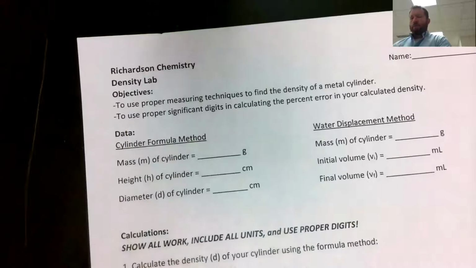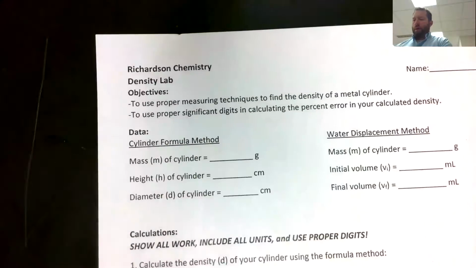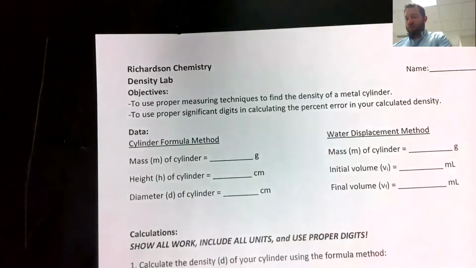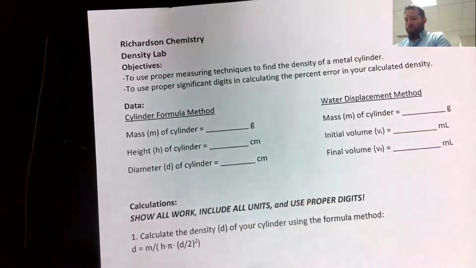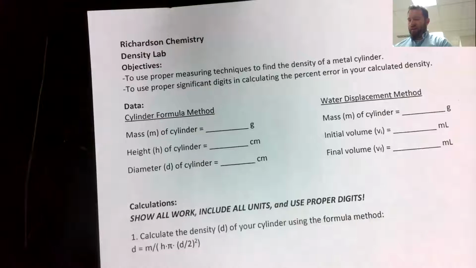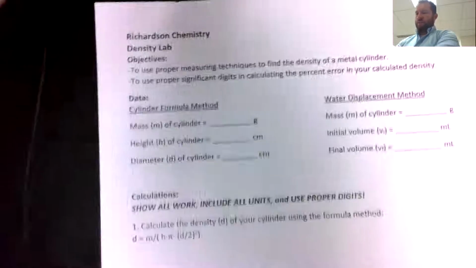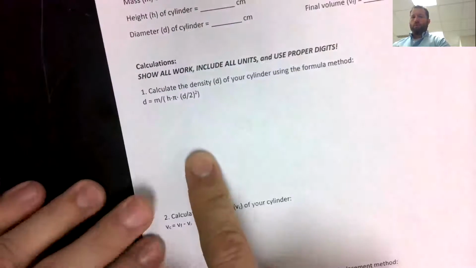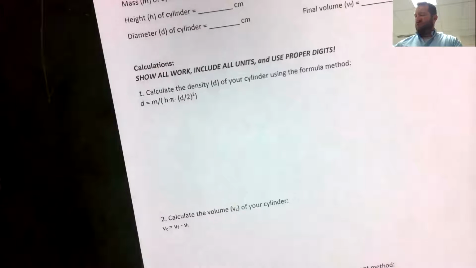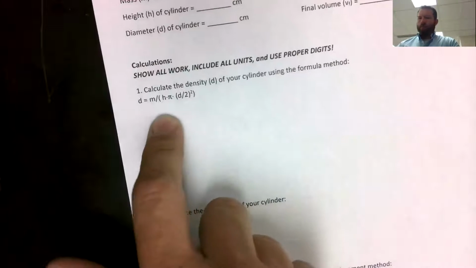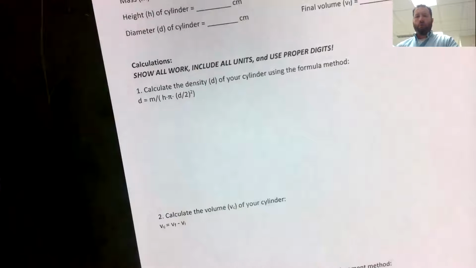The whole point of the lab, though, is to make sure you guys are measuring using the correct number of digits when you measure, and then the proper number of significant digits when you calculate as well. So I'm going to make sure that you guys are recording that correctly. You can ask if you aren't sure about that. And once you get those 3 measurements, the mass, the height, and the diameter, you should be able to solve for the density of this iron cylinder using the formula method. And there's that formula laid out for you.